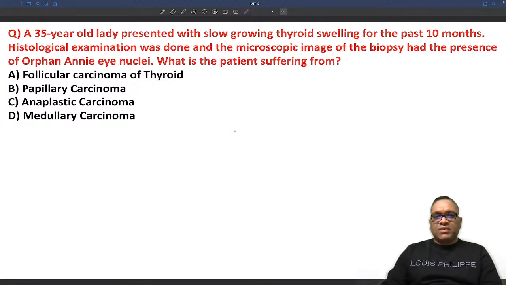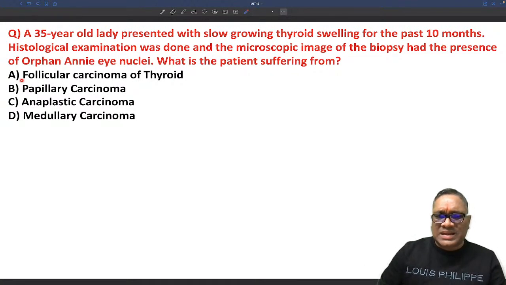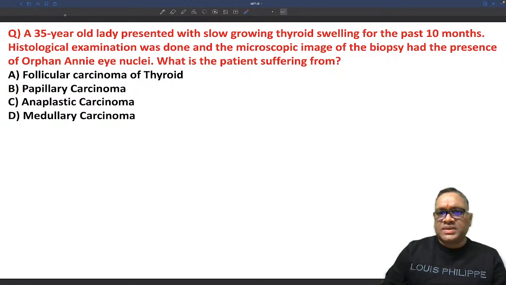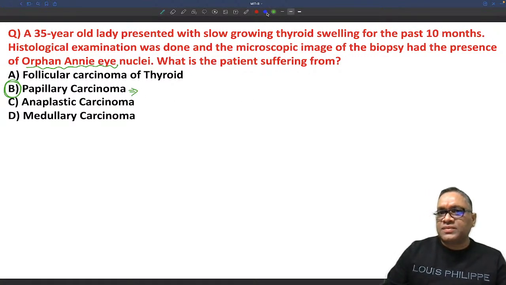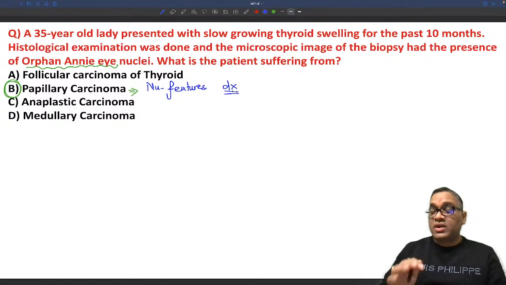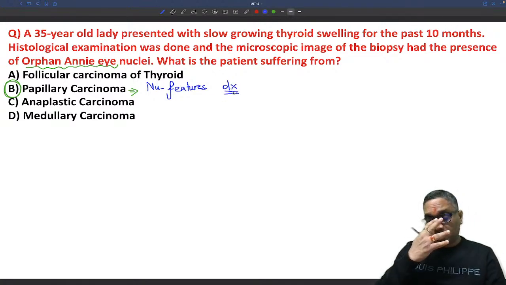Right. So Sabyasachi has given me the first correct answer. This is the simple cancer. Papillary carcinoma is the right answer. So here, this is the papillary carcinoma where you are going to see orphan Annie eye appearance. Remember, papillary carcinoma of thyroid is the only cancer of the thyroid where nuclear features are diagnostic. So the examiner can ask you this question: nuclear features are diagnostic in which thyroid cancer? Papillary carcinoma of thyroid.